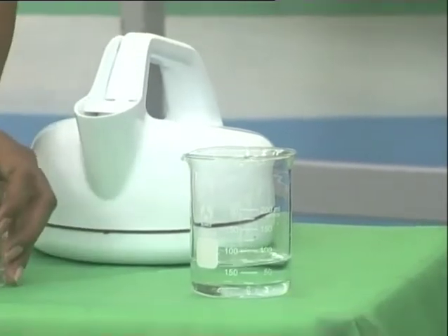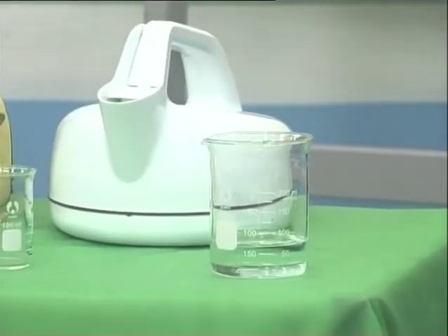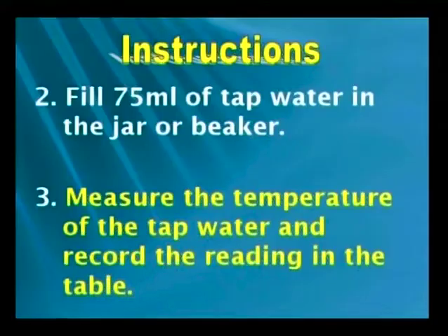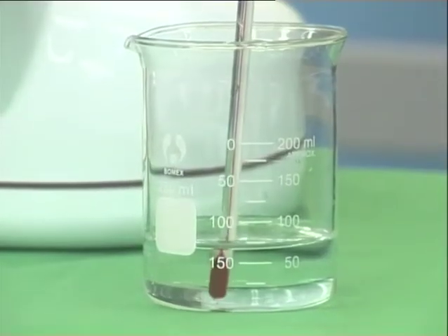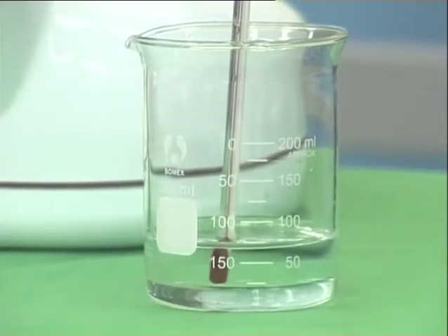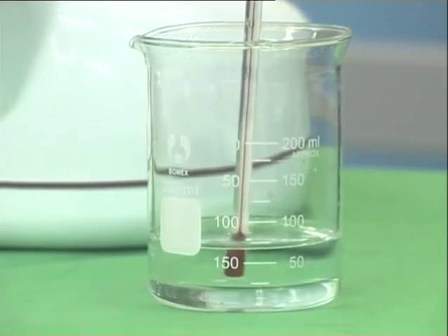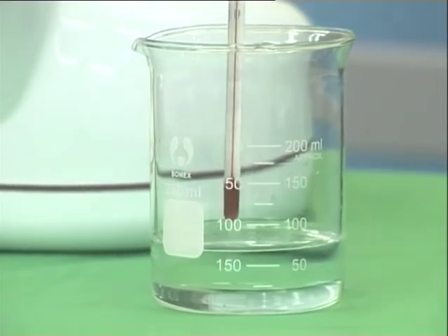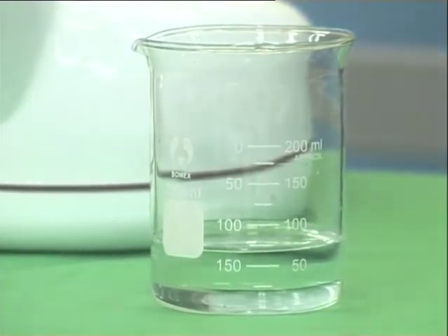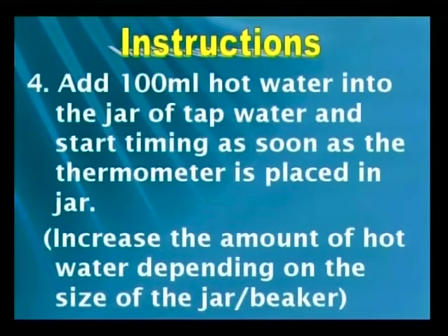Pour it in there. The next instruction says you measure, what is it? Measure the temperature of the tap water, making sure that the bulb goes into the water and you hold it. Do not have the bulb touch the bottom of the jar. Okay, so you will wait for 2 minutes to take the reading. You take the reading, the next step, class, let's read together.